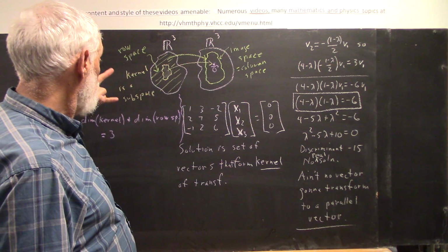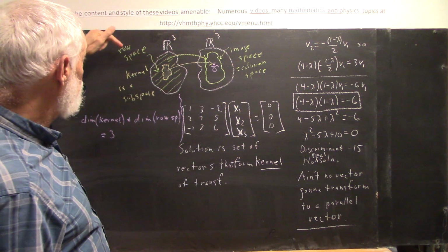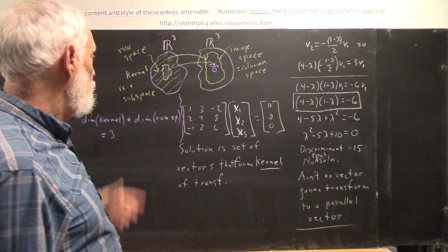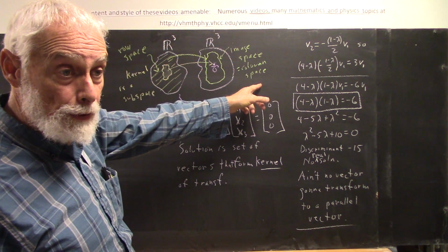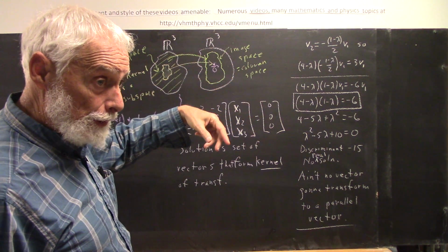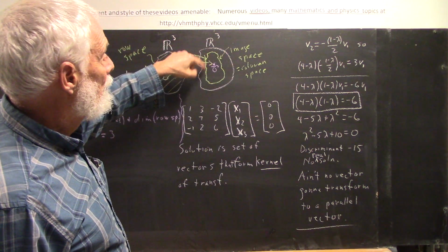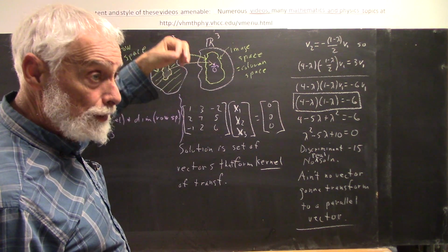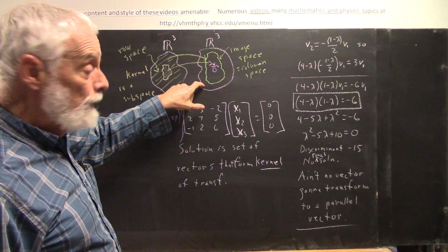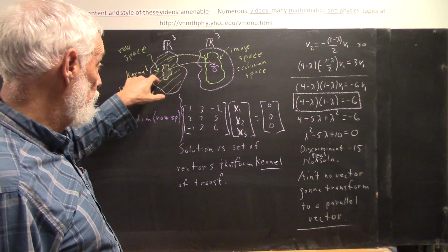Now, why is that? Well, if the kernel has dimension 1 or greater, then the dimension of the row space is going to be less than 3. Well, the dimension of the row space equals the dimension of the column space, so the column space, which is the image space, has to have dimension less than 3. Now, R3 has dimension 3. If the image space has dimension less than 3, that means there are vectors out here that aren't in the image space. Okay, so it would be the situation that we've drawn here.